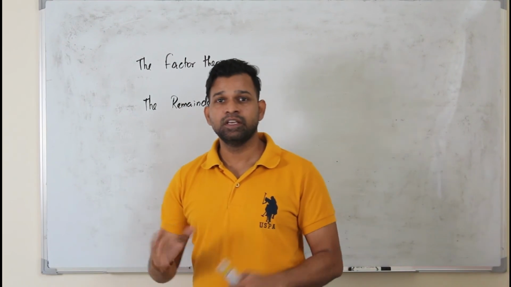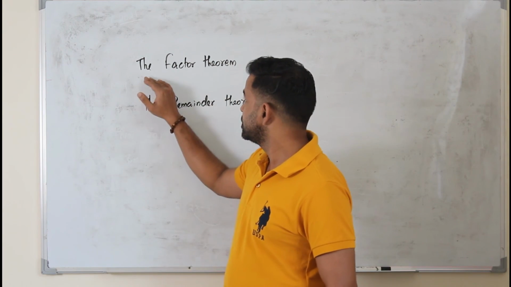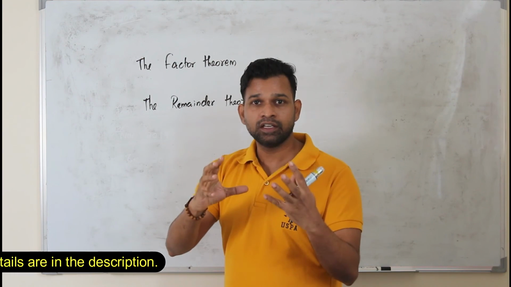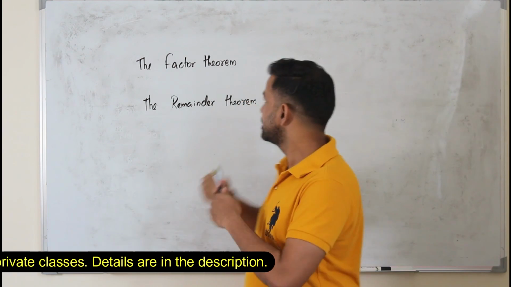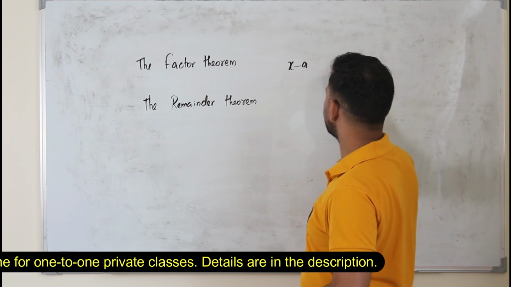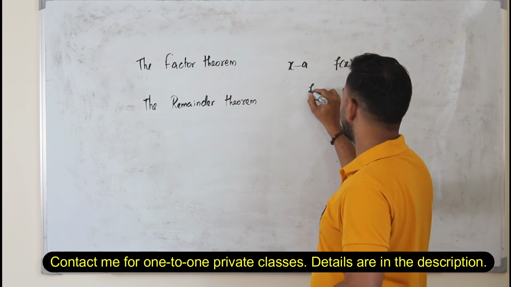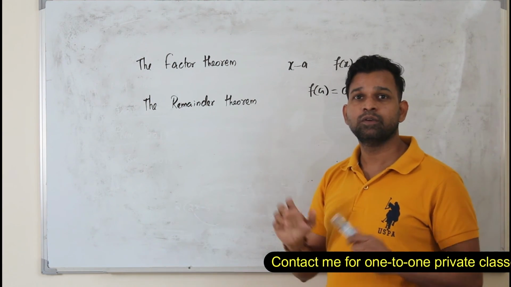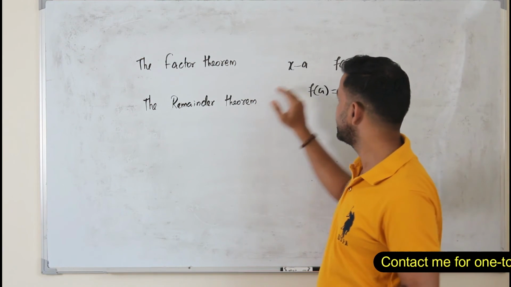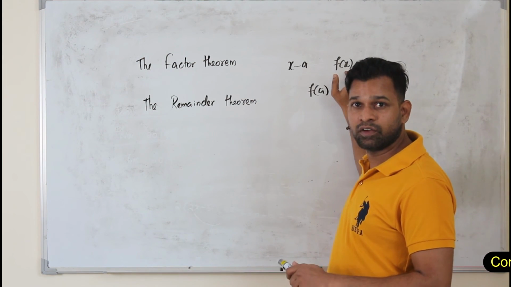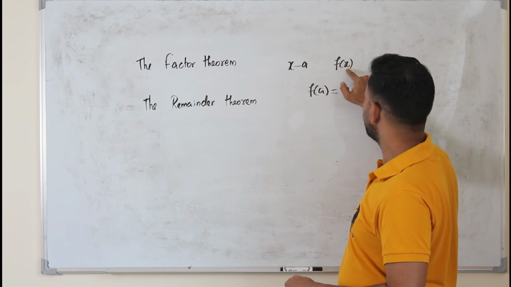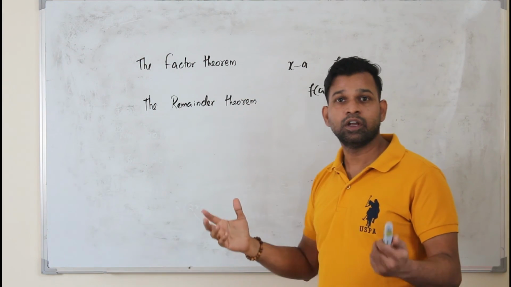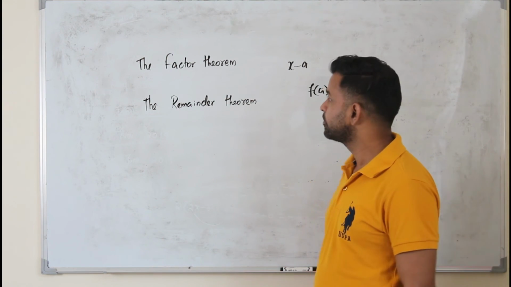So let's sum up the things we learned in today's lesson. We started with the factor theorem. The factor theorem is: if x minus a is a factor of f of x, then f of a will be 0. That's the factor theorem. So when the question says use the factor theorem to show that x minus a is a factor of f of x, you just replace x by a and show that it is equal to 0. You're not supposed to use the long division method.